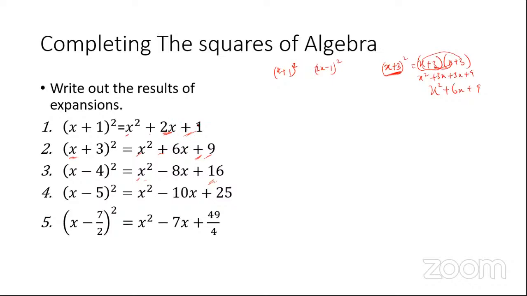The middle number, you realize that if you multiply this one here by 2, you get the middle number. 3 times 2, 6. 2 times minus 4, minus 8. 2 times minus 5, minus 10. 2 times minus 7 over 2. When you multiply 2 by minus 7 over 2, what happened? It gives you minus 7. So that is why we have that minus 7. That is why we have that as the answer.